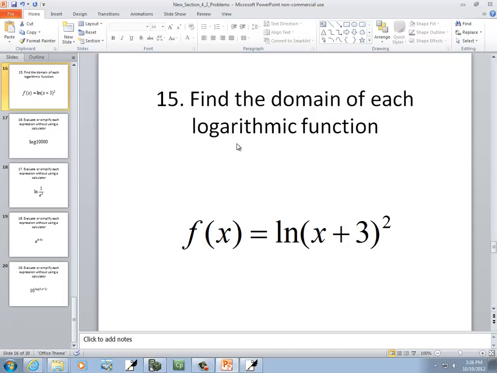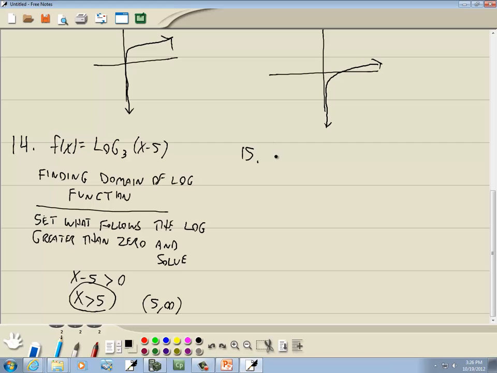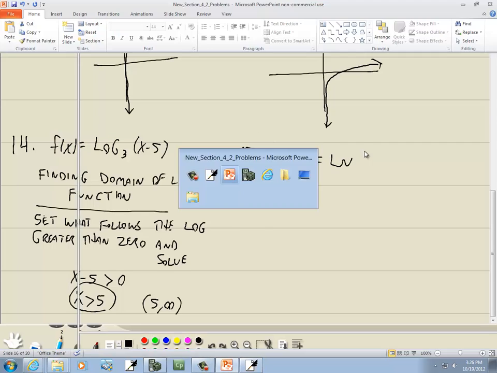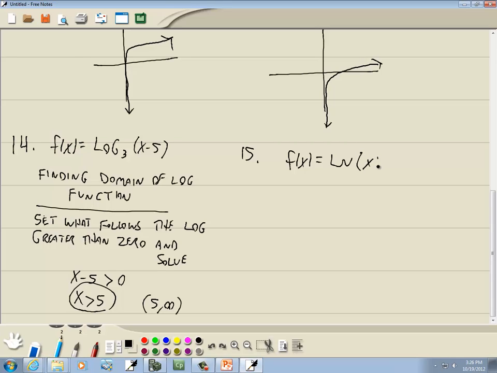Let's take a look at another one. This is an oddball case. So we've got f of x is equal to natural log of x plus 3 squared. Now it's not an oddball case because of the natural log, the ln. That's just another log with a different base. It's written differently. Don't ask me why.